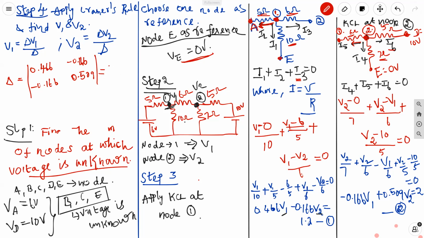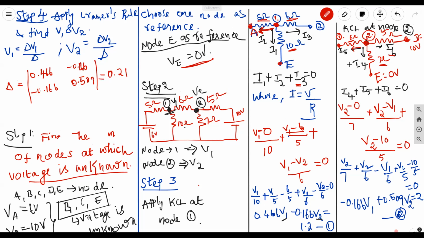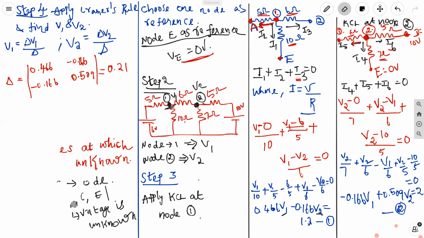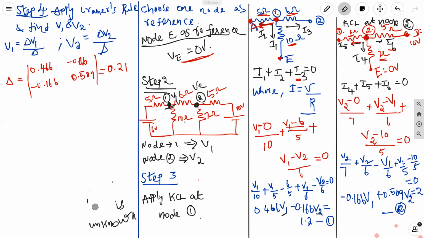Anyone got the answer for del? Yes, good. Yeah, correct. Satvik, very good. So del is actually 0.21. Venkateswara Reddy, check your answer once. Okay, next del V1. For getting del V1, you need to replace simply column 1 with the constant terms and keep the remaining column as it is, and you again find the determinant.